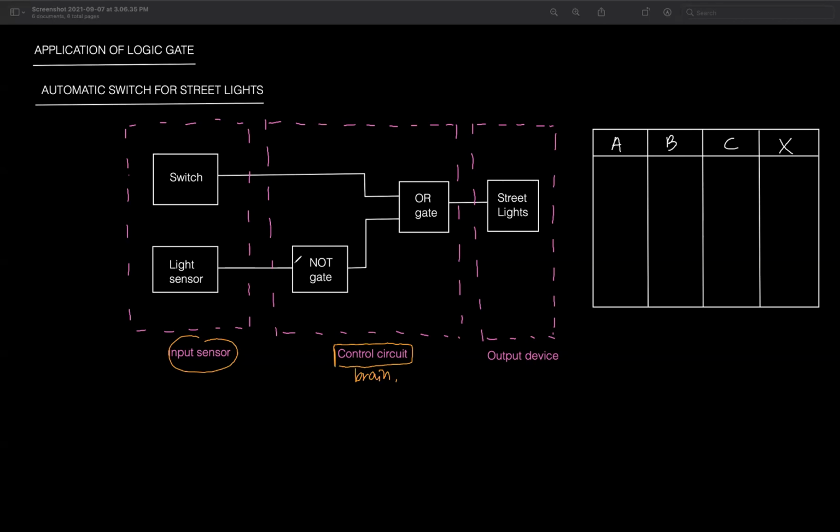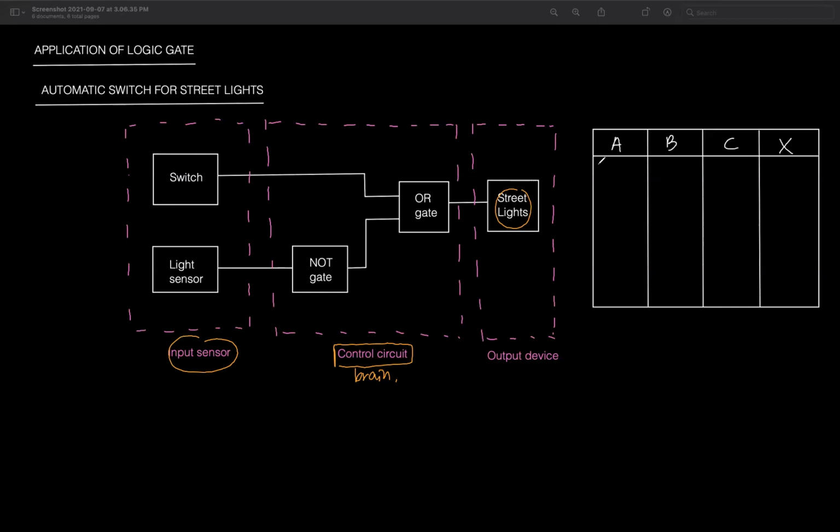So the brain consists of logic gates. What is inside the logic gates is just circuits. You remember I showed you the OR gate and the AND gate, all the types of circuits, right? So they're just circuits. And then after the brain, it will give an outcome. So the computer is going to decide whether I want to do this or do that one, whether I want to switch on the street lights or I want to switch off the street lights.